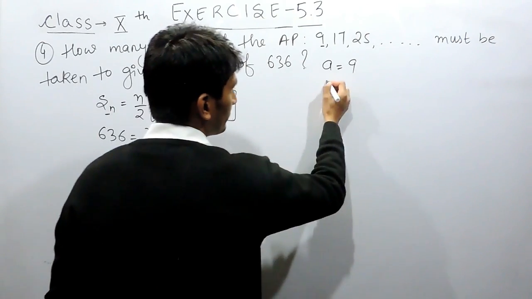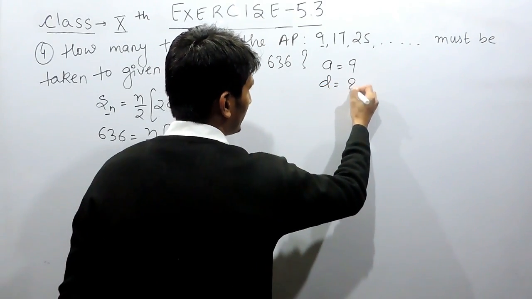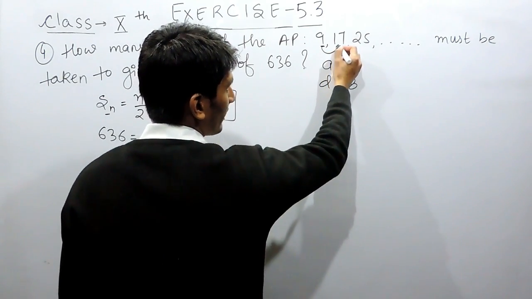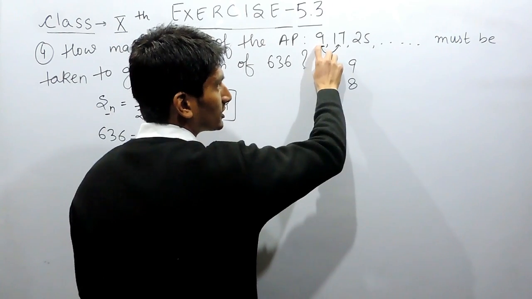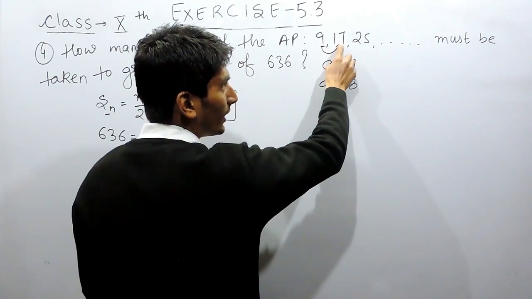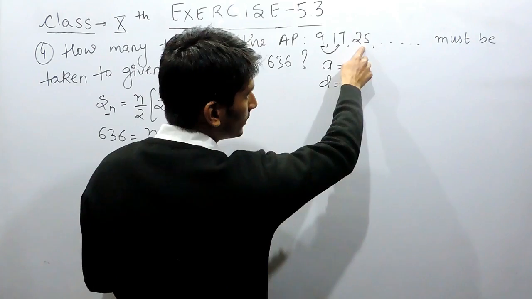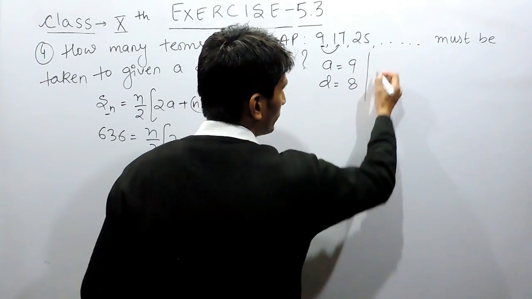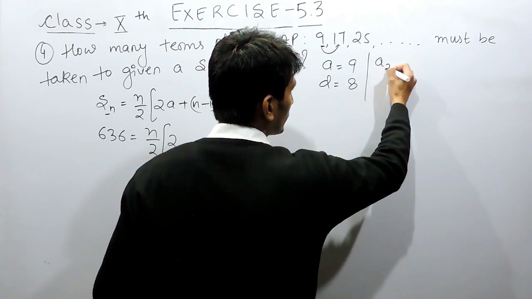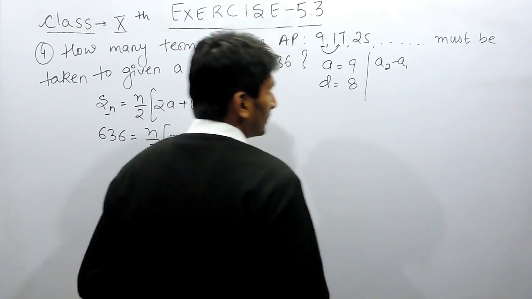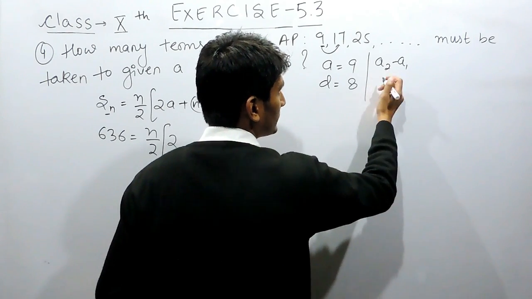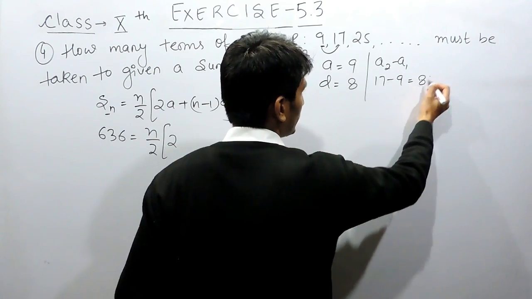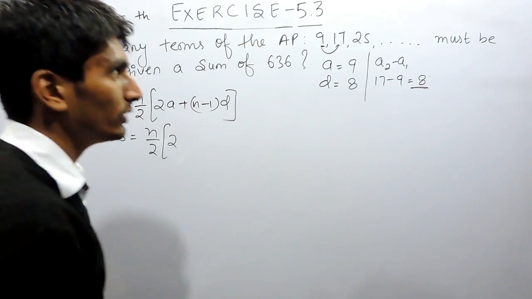And the common difference here is 8, because this is the first term and you must have added 8 to the first term to find the second term, and again you are adding 8 to find the third term. So here the common difference must be 8. If you are not able to find the common difference, what you can do is subtract the first term from the second term. So this will be 17 minus 9, which is equal to 8. So the common difference is equal to 8.